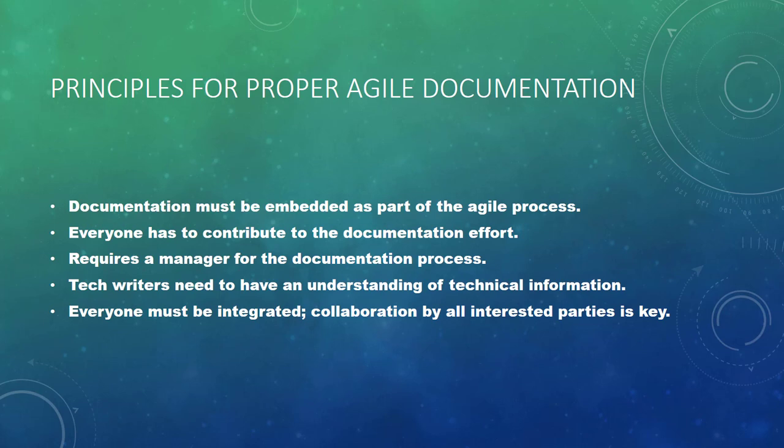So some of the principles for proper Agile documentation. Documentation must be embedded as part of the Agile process. So in other words, it can't be apart from the project itself. Everyone has to contribute to the documentation effort because things are changing so quickly. It requires everyone's input. It requires a manager for the documentation process, so someone must be the overall manager for the process itself. Tech writers need to have an understanding of technical documentation. And everyone must be integrated. Collaboration by all interested parties is key to proper Agile documentation.